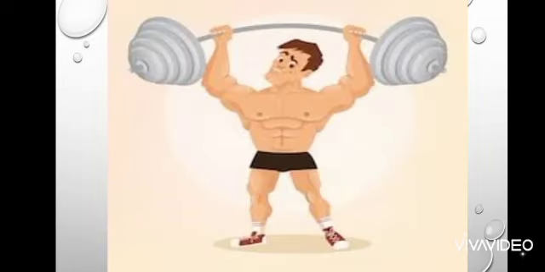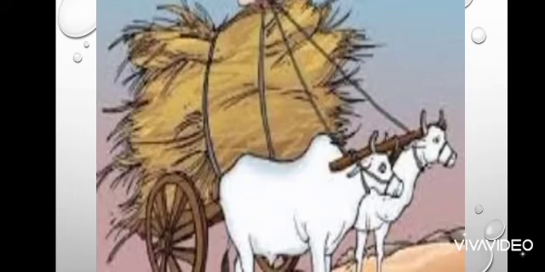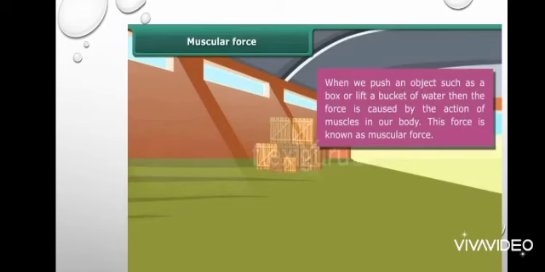Look at the figure. Here, this weightlifter is using a type of force to lift the weights. The animals like an ox, camel, and horse provide the force of their muscles and help the man in doing harder jobs. For example, an ox pulls the plough by using its muscular force. So, what is a muscular force?